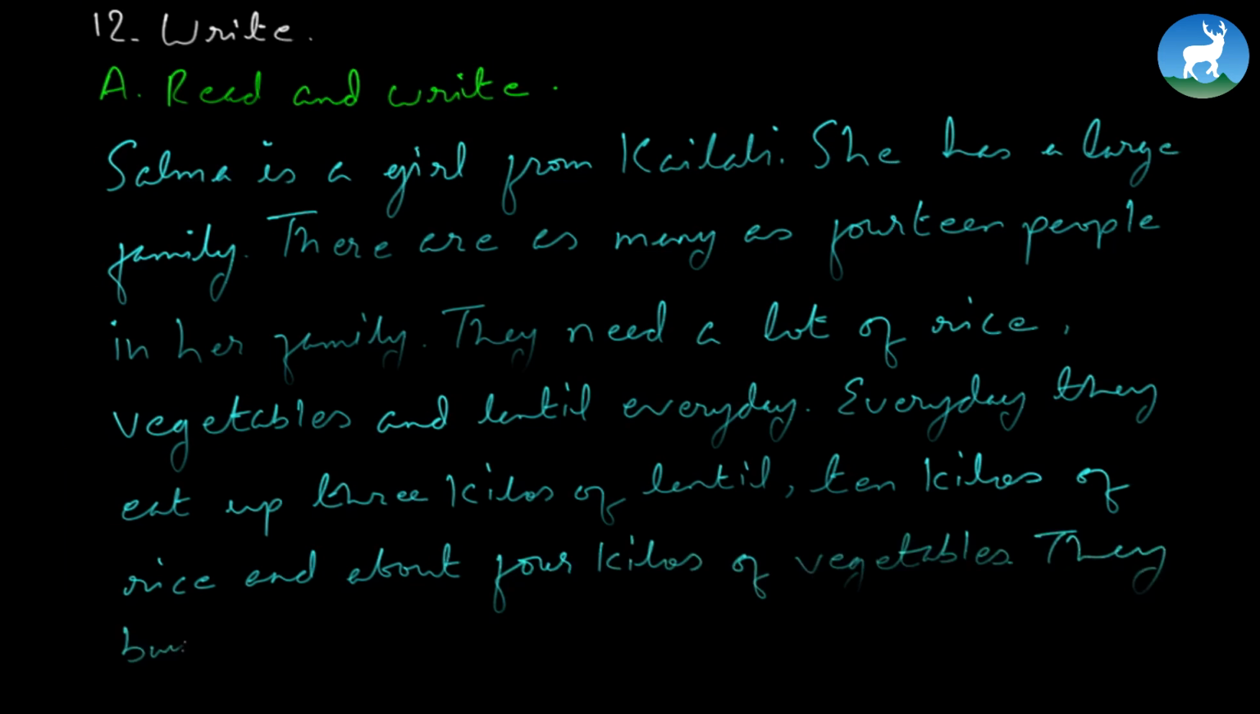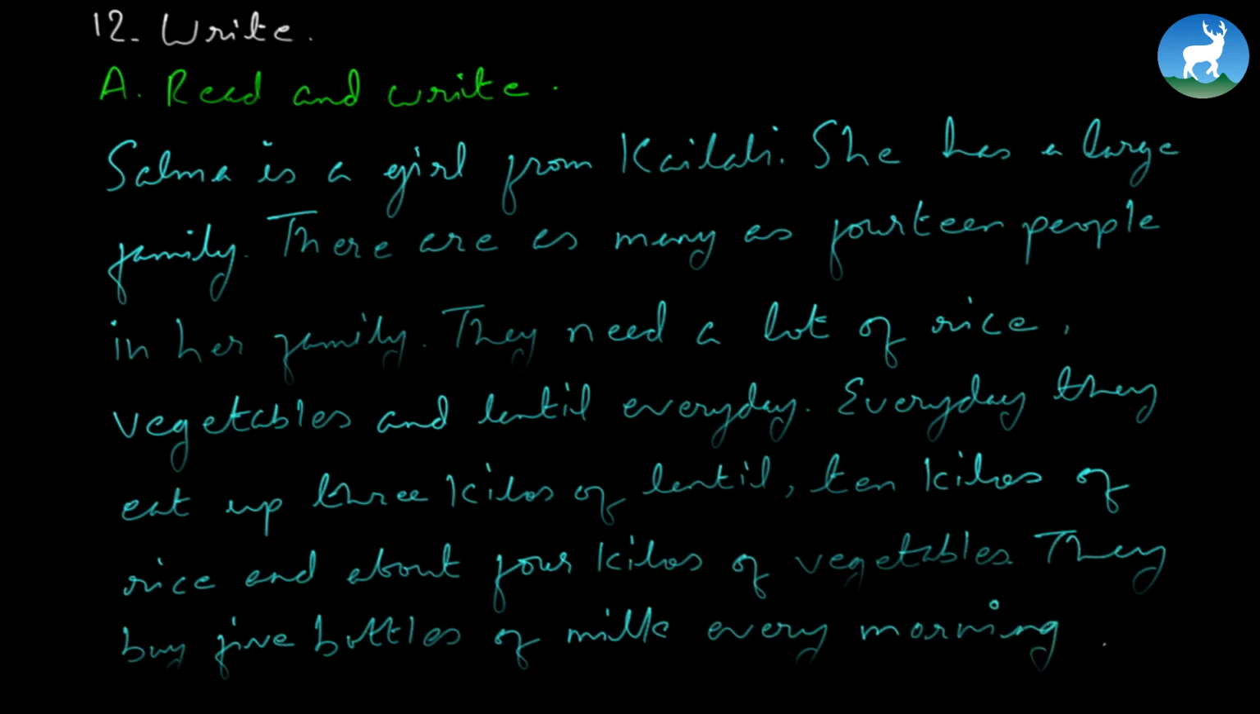They buy 5 bottles of milk every morning. So this passage, this short paragraph, is talking about the family expenditure. Of course, when you have a very huge family, the expenditure is huge. You have to invest quite an amount in your food, right? A lot of amount, in fact, in your food. So this is what's happening here.